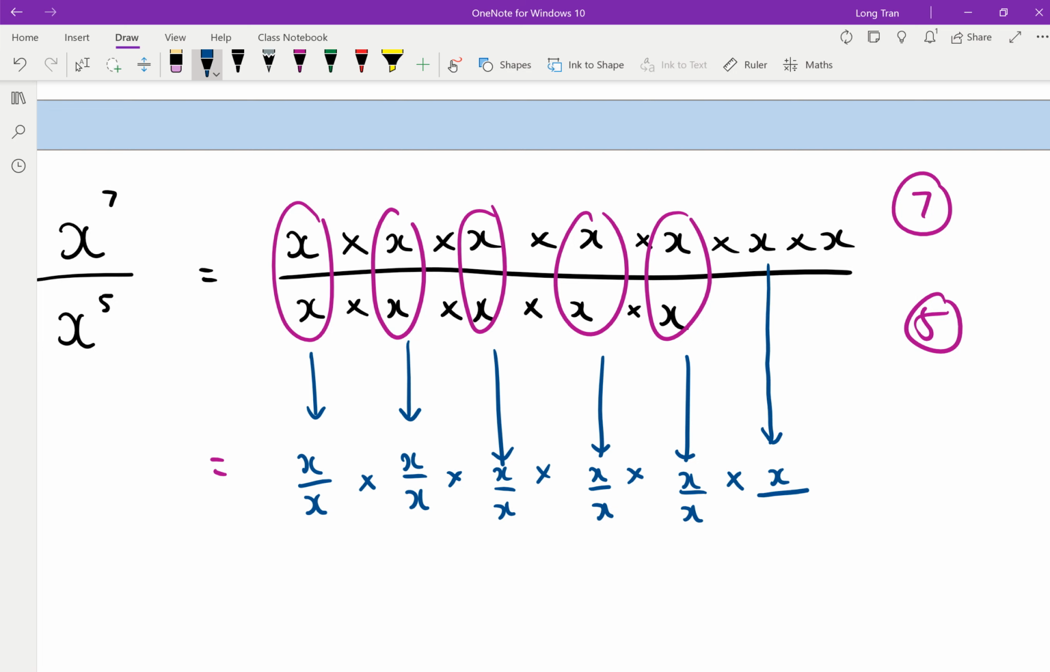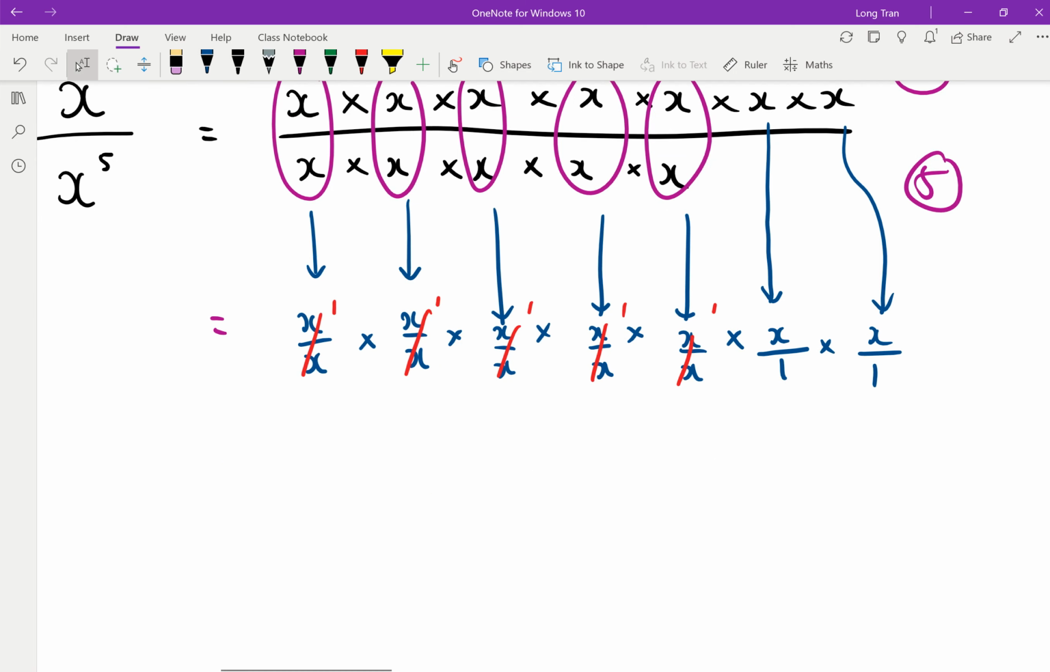So what goes in the denominator? It's 1 times, and again we've got another x over here. That's x over 1. Okay, because we don't have any more x's in the denominator. So now, if you think about it, if this all cancels out to be 1, this is 1, this is 1, this is 1, this is 1, well then you actually end up having 1 times 1 itself is just 1. And then times x over 1 times x over 1.